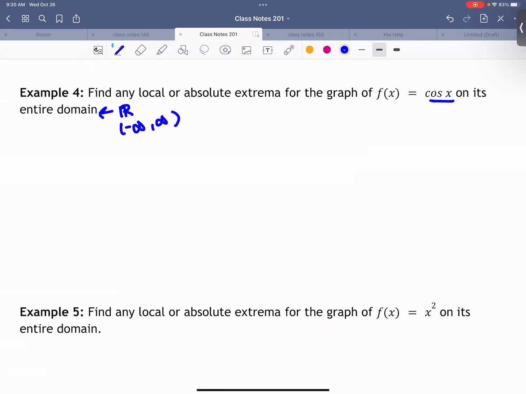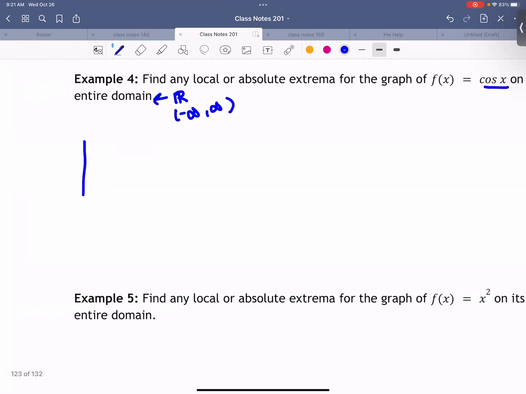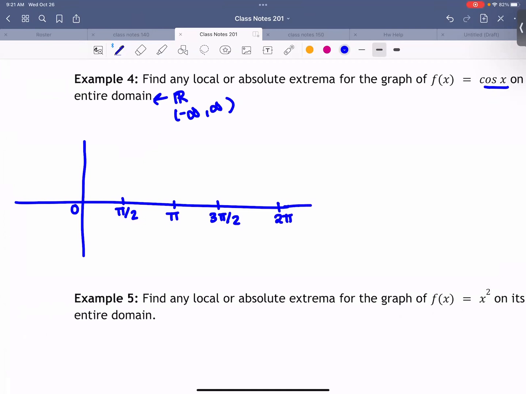So that's what cosine looks like. We want to find every single extrema of cosine on its entire domain. Okay. So let's draw out cosine. I think drawing a graph is the best idea to figure out absolute extrema with the tools that we have right now. So drawing cosine, I guess we need to draw like 0, pi over 2, pi, 3 pi over 2, and 2 pi, right? But it goes on further than that.